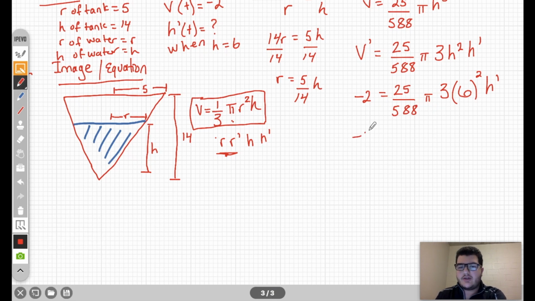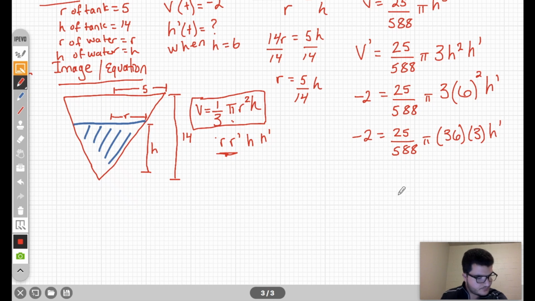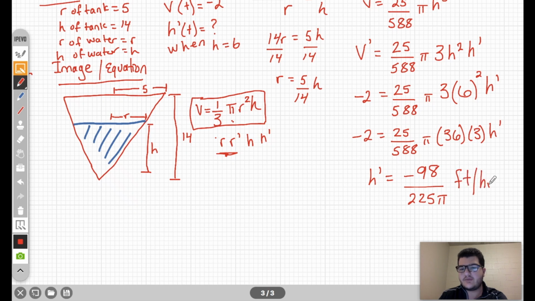So simplifying here, -2 is equal to 25 over 588 pi times 36 times 3, don't forget that, and times the h prime. And you can go ahead and solve for h prime, and when you do that, you should get an answer of -98 over 225 pi. And the units, of course, don't forget them. Height is in feet. This is feet per hour.